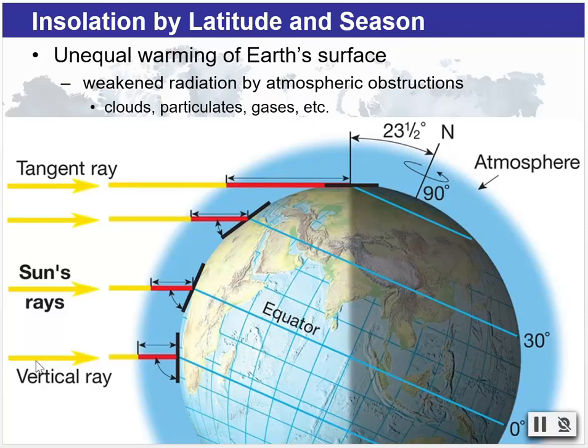So again, you can see that the unequal warming, played in part by the angle of insolation, as well as the amount of atmosphere that the insolation needs to reach through in order to hit Earth's surface, is going to cause unequal warming of Earth.